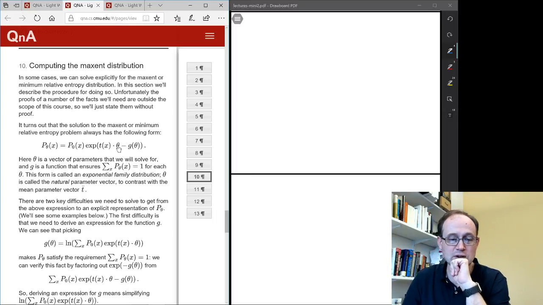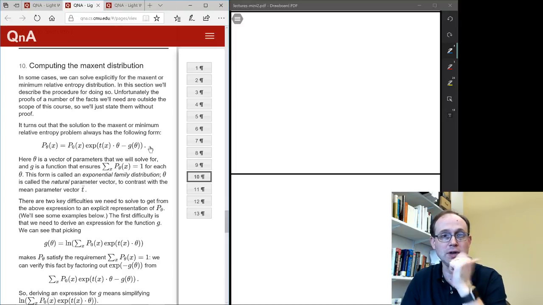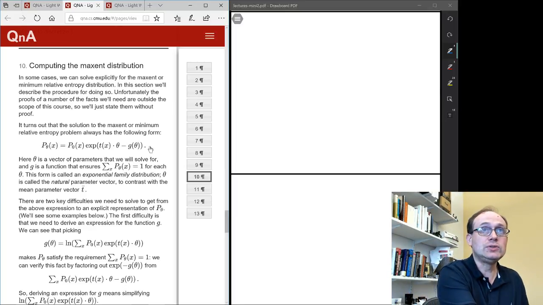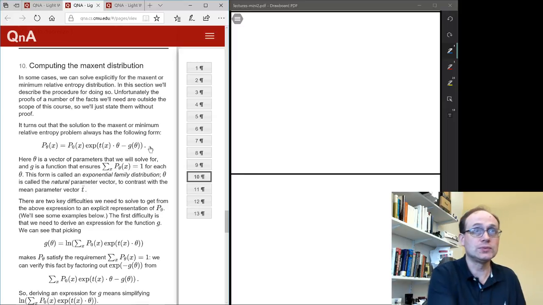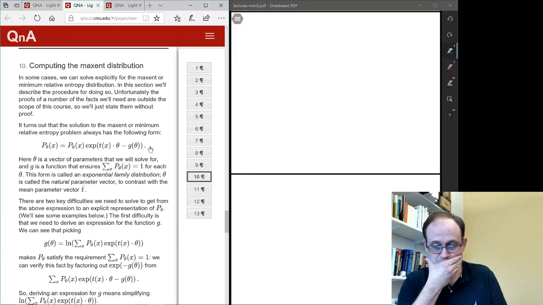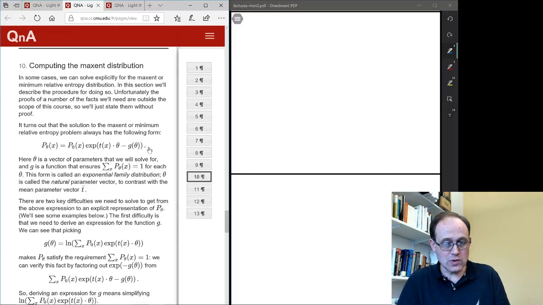All right, so that's useful, right? We don't have to optimize over all possible distributions. We just have to find a distribution of this functional form that constrains our computational problem somewhat. So even given this, though, there are a couple of problems that we have to solve in order to get to an explicit expression for the maximum entropy distribution.